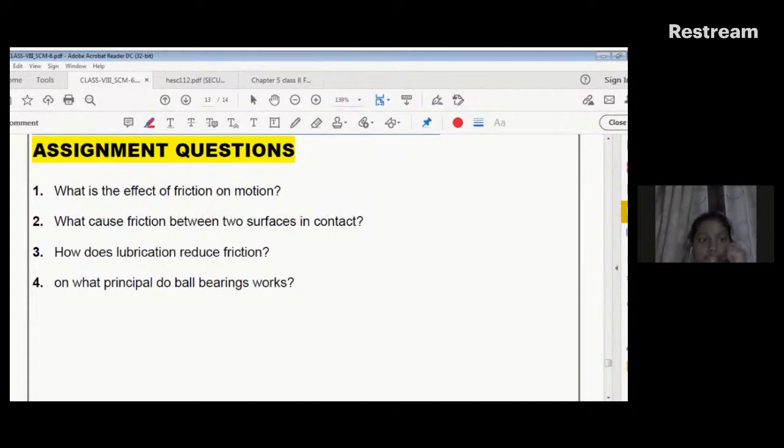Okay, so you see that here it is written: what is the effect of friction or force? The answer will be that the force of friction opposes the motion of an object. So what happens is causing moving objects to lose energy and slow down. When objects move through a fluid such as air or water, the fluid exerts a frictional force on the moving object. Here is the answer for you all.